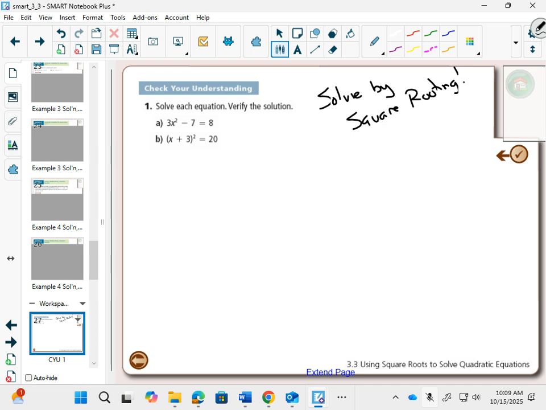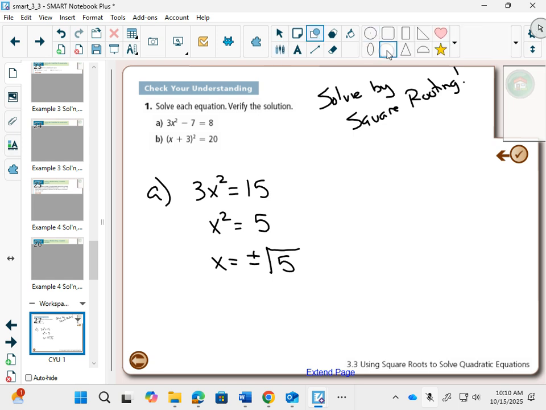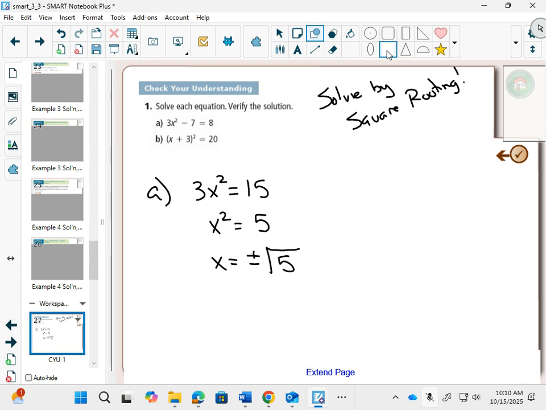How is this helpful? Well, in A, I could first move the 7 over and get the x squared by itself. Once I get the x squared by itself, I could square root both sides. And square rooting both sides, we have to remember it could be positive or negative. And so we get x is plus or minus the square root of 5. If you can get the thing that's squared by itself, you can get rid of it by square rooting.